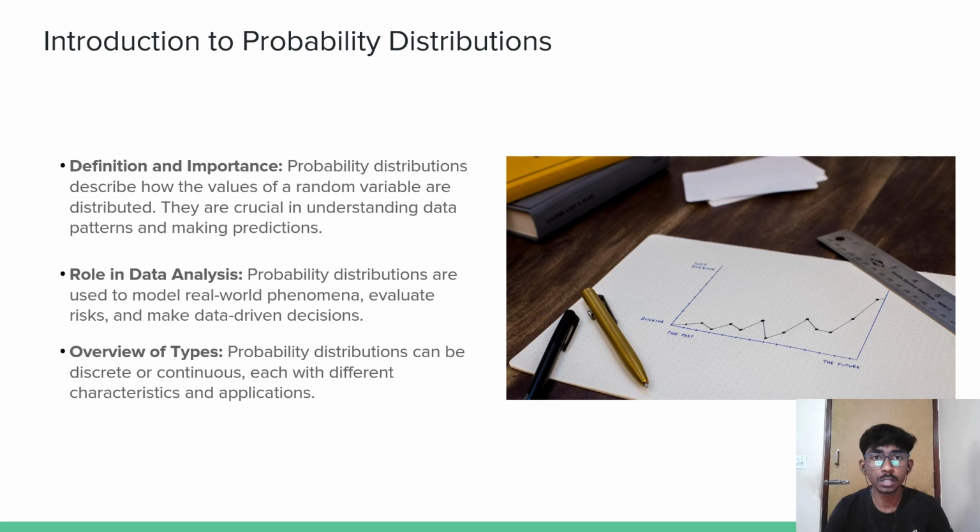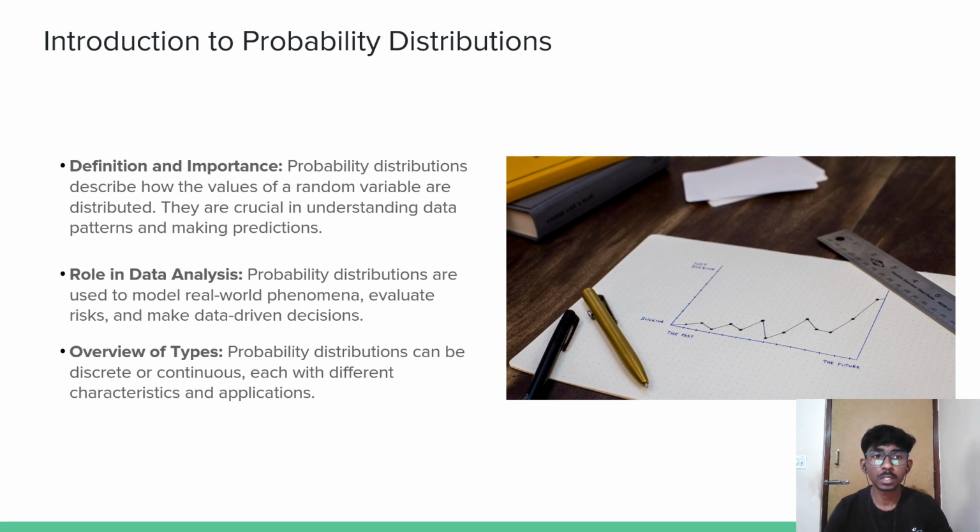Introduction to probability distributions. Definition and importance. Probability distributions describe how the values of a random variable are distributed. They are crucial in understanding data patterns and making predictions. So it is important to find the data patterns from the data set which we have collected, like what will be the probability of getting the same output.